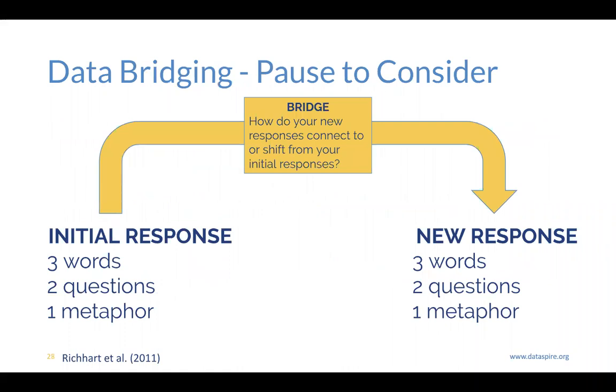Great, so now that you have your initial response that we did at the beginning of the mini lecture and your new responses that you just completed, I want you to pause and look at both your initial 3-2-1 responses and your new responses of the three words, two questions, and one metaphor. Consider how your new responses connect or shift from your initial responses to how you think about data, or what data mean, or what data are to you. So again, pause the video, take a few moments and reflect on what this bridge is. How do your initial responses connect or shift to your new responses? And then once you're done, come back and start the video again.